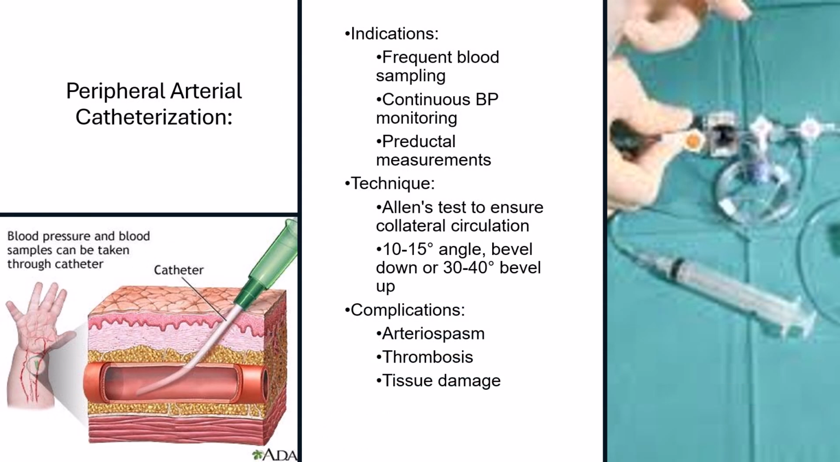Peripheral arterial catheterization is indicated when frequent blood sampling is needed but umbilical access isn't available, when continuous blood pressure monitoring is necessary, or when pre-ductal measurements are required. The Allen test must be performed before radial artery cannulation to ensure adequate collateral circulation through the ulnar artery. A modified Allen test is used for dorsalis pedis or posterior tibial cannulation.